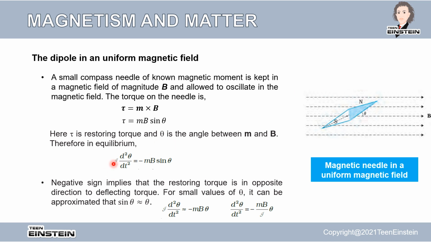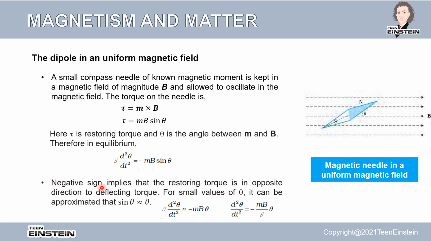Now I is the moment of inertia. So we can write this equation as tau equals I multiplied by d squared theta by dt squared, which is equal to minus MB sine theta. So this is similar to our simple harmonic motion equation. We will see that.